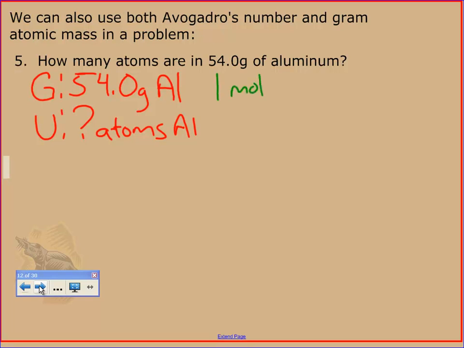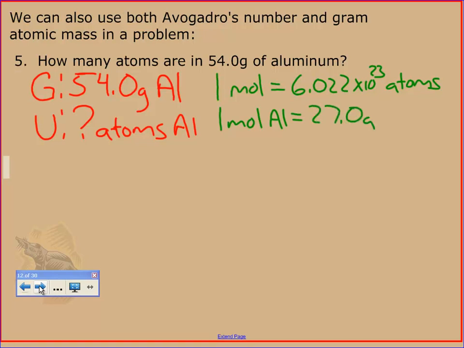Okay, so given, unknown. Since it says atoms, I'm immediately going to put Avogadro's number: 1 mole equals 6.022 times 10 to the 23rd atoms. In this case, we're not dealing with a compound. 1 mole of aluminum is equal to, and we've already done that one, 27.0 or 26.98, again from the periodic table. And then we're going to set up our railroad tracks. The only thing that's going to make this problem a little different is that we've got two conversion factors, two equalities, as opposed to one.